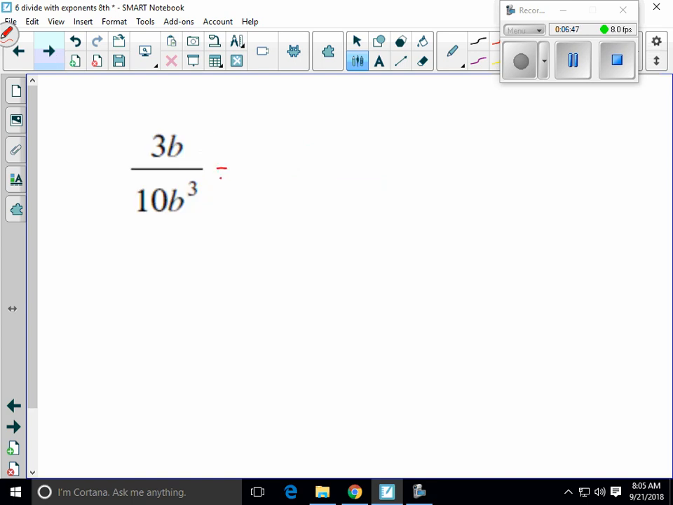When we have these numbers and variables, we'll handle them separately. So 3 over 10, can I reduce that fraction? If I try in the calculator, 3 ABC 10, it doesn't reduce. I still have 3 over 10. I have b in my numerator and I have b cubed in my denominator. So when I start canceling those out, 3 minus 1 is 2. I'll have b squared left in my denominator.